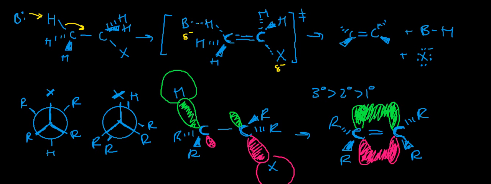The base forms a partial bond with the hydrogen. This bond is partially broken, carbon-hydrogen. Another bond is formed, carbon-carbon, and another bond is partially broken, the leaving group and the carbon. And the result, there is a carbon-carbon double bond formed. The leaving group gets a pair of electrons, and the base the hydrogen.